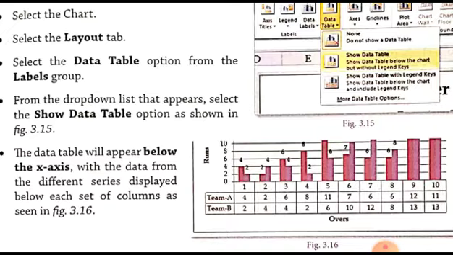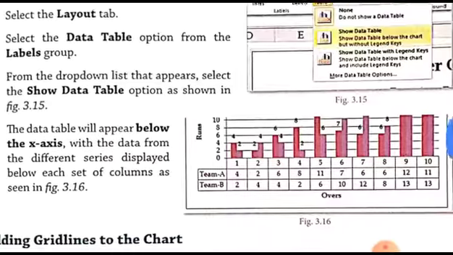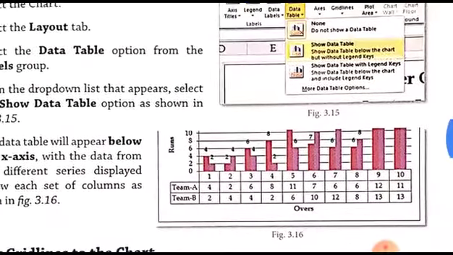Each set of columns is showing the value in the graphical format, and just below the columns, for each set of columns, the data series is also shown over here. Data from the different series are shown in the different columns. Then two separate rows are there for team A and team B, and the runs scored by the teams in the respective overs are shown in the data table. So in this way you can insert the data table in your chart.